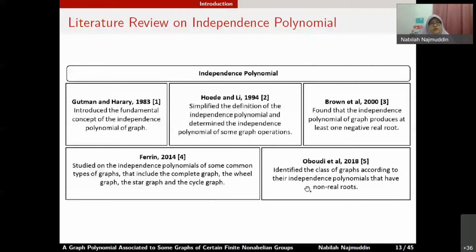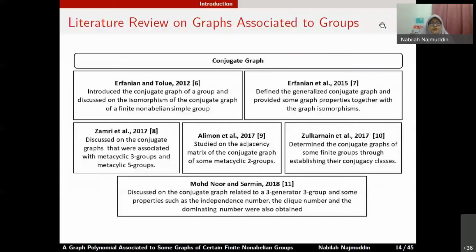Next is the literature review on the graphs associated to groups. First is the conjugate graph. Erfanian and Tolue in 2012 introduced the conjugate graph and discussed the isomorphism of the conjugate graph of a finite non-abelian simple group. Three years later, Erfanian et al. extended the concept and defined another conjugate graph, called the generalized conjugate graph, and also provided some graph properties together with graph isomorphisms for the group.